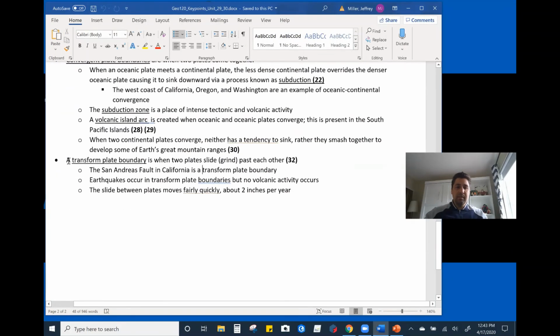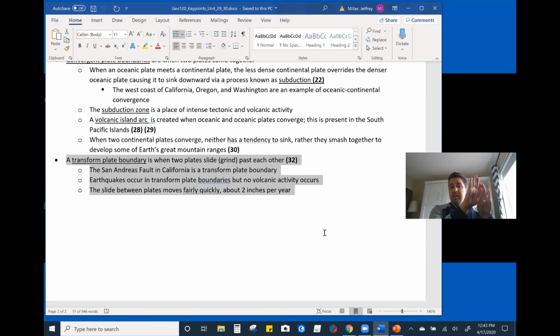Now the last one I want you guys to know is called the transform plate boundary. Transform is when two plates slide into each other. Let's see if I can do this with my hands. They slide into each other kind of horizontally. They slide past one another, so they don't crash and they don't come apart. They just slide side by side. It's almost like they're grinding into each other, side by side.